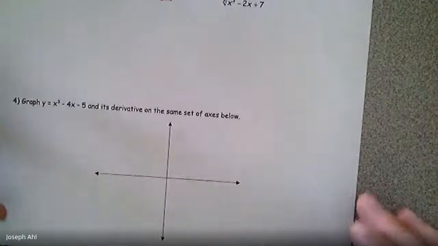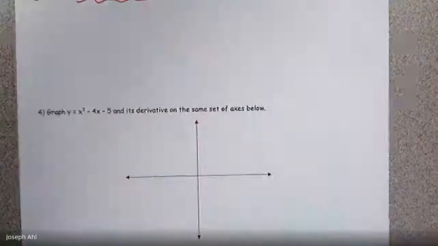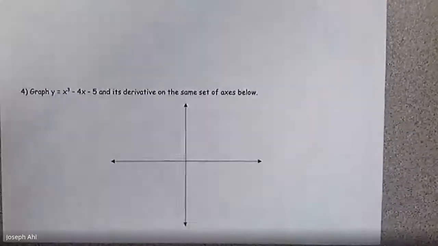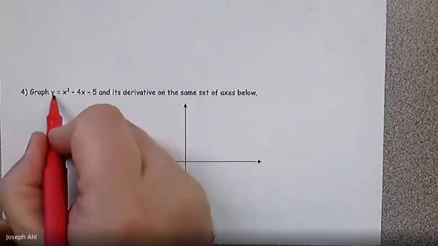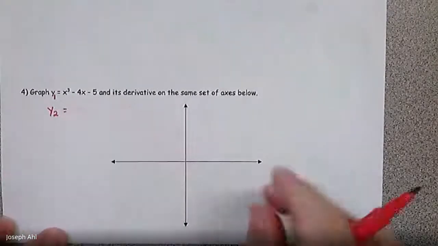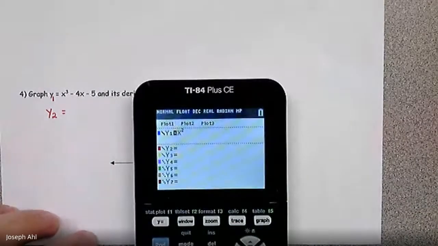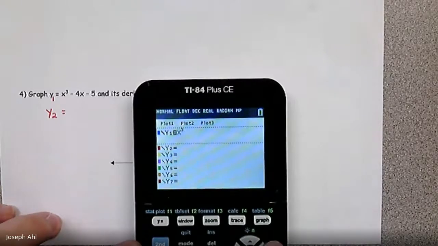All right, so then finally from there, number 4, this one I'll do with you just to make sure we understand how to graph a derivative and the function on the same set of axes. I'm actually going to type this into y1, and then I'll show you what the entry looks like for y2 to graph a derivative of a function entered into y1. So if we go to y1 on the calc, we've got x to the 3rd minus 4x minus 5 going into y1 right now.